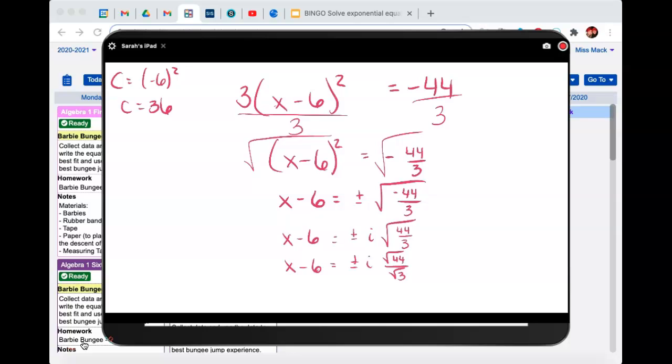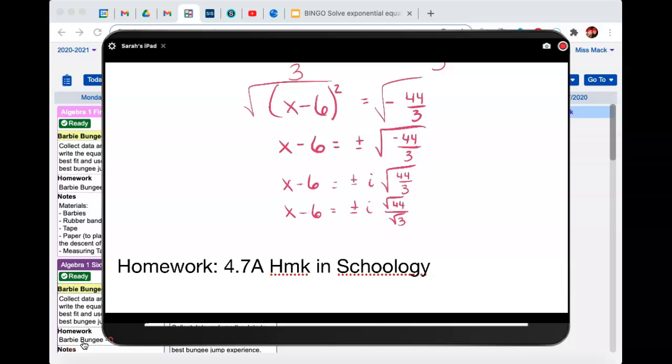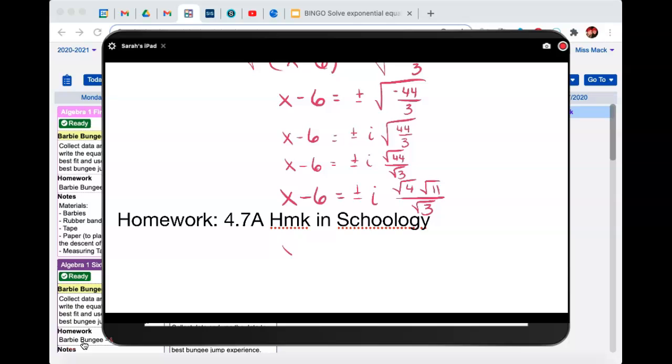So what do I want to do first? Work with the 3 or the 44? Okay. So what perfect square divides into 44? 10, 4, or 11, 4. 11 and 4. So then I have square root of 4, square root of 11, over square root of 3. Square root of 4 is 2. Okay. So simplify the square root of 44, that part's done.